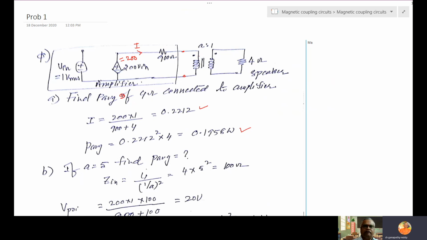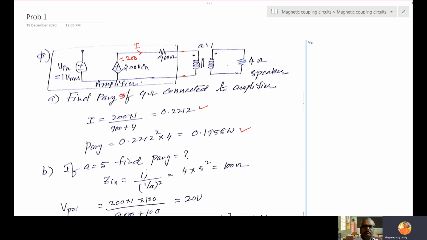B bit, when the transformer is present between the speaker and amplifier with A equal to 5, find the average power dissipated in the 4 ohm.